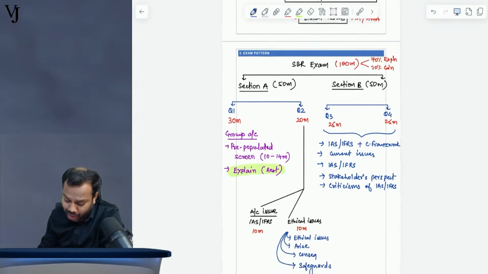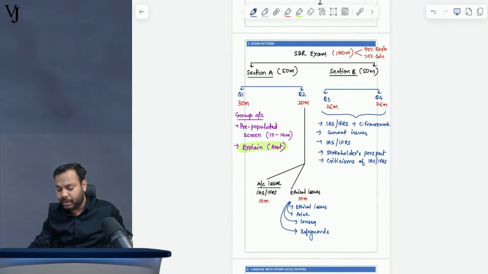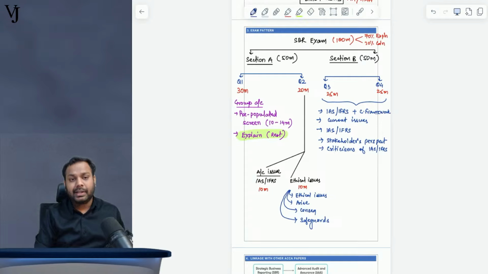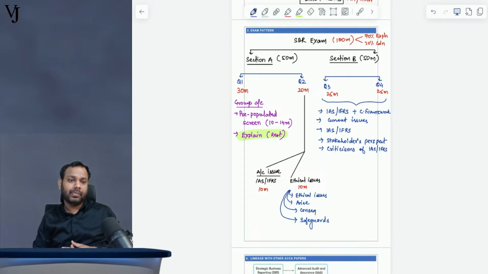Tell me, are you understanding the paper pattern? Tell me guys, come on.